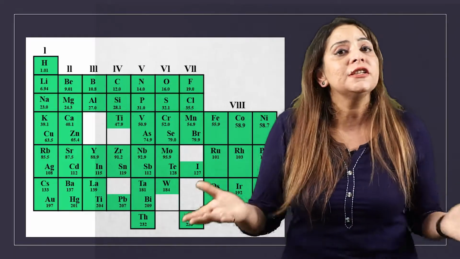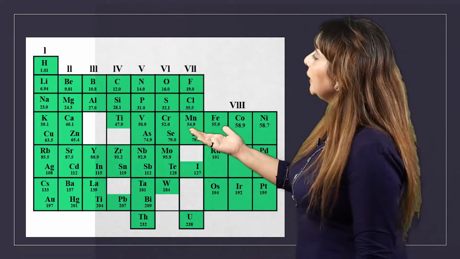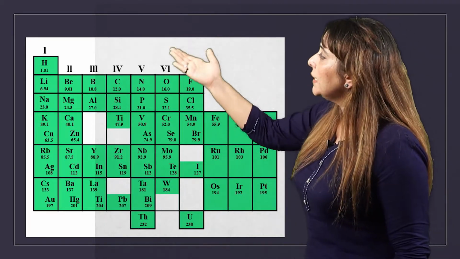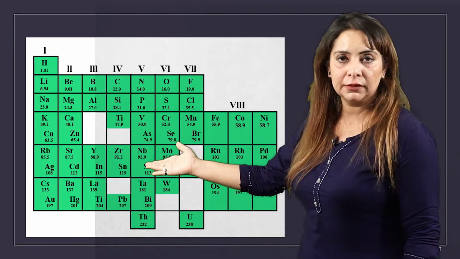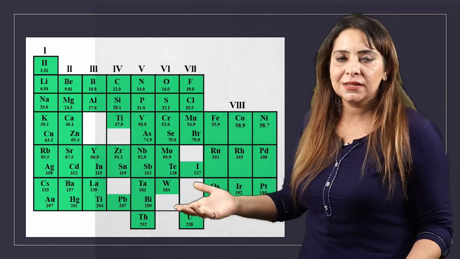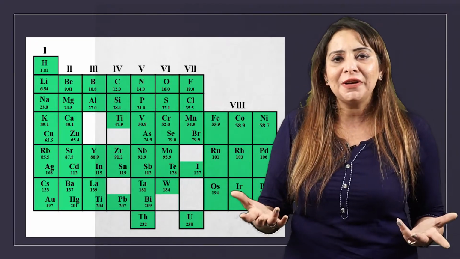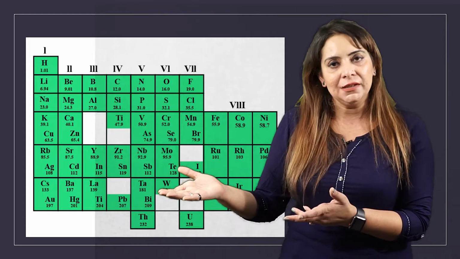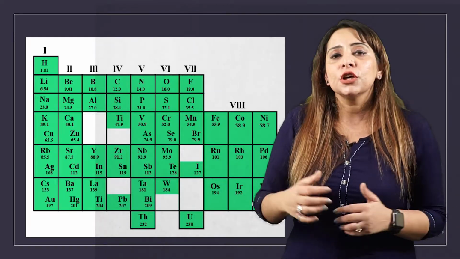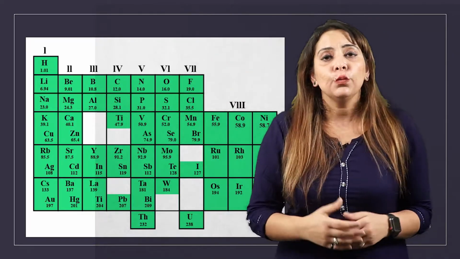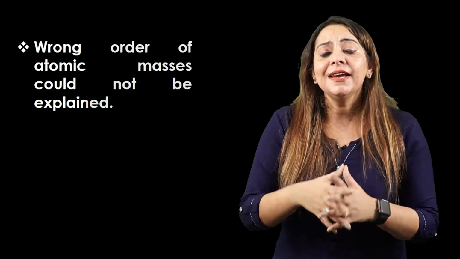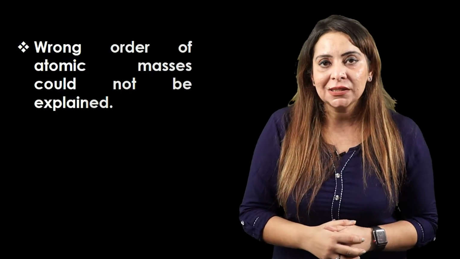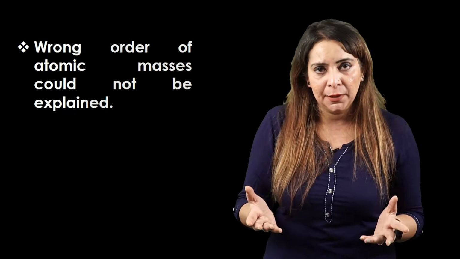The first demerit is that the position of hydrogen wasn't justified. As you can see in the periodic table, hydrogen is placed among the metals. We know that hydrogen doesn't possess properties similar to the metals. It is somehow different. So the position of hydrogen wasn't justified. Second, the wrong order of atomic masses wasn't explained by him.